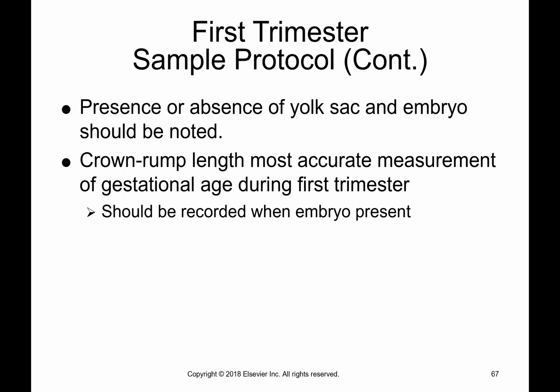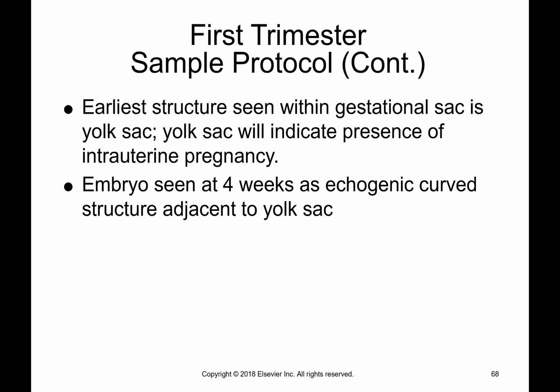The crown rump length is the most accurate measurement of gestational age during the first trimester, and this should be recorded when the embryo is present. So you'll measure from the head to the bottom. But honestly, at 5 to 6 weeks gestation, they just look like a little line, so you just measure the little line. And that's kind of what we talked about there.